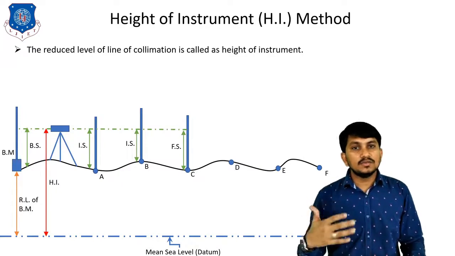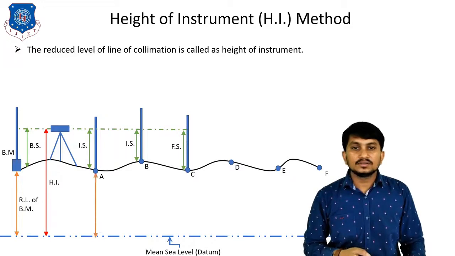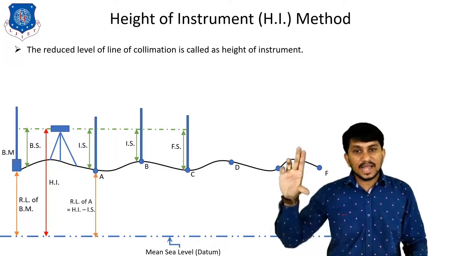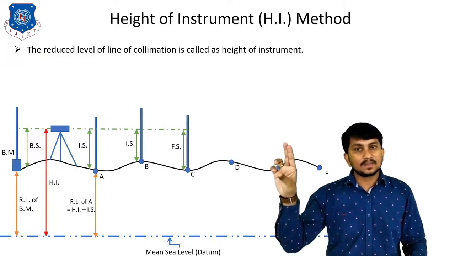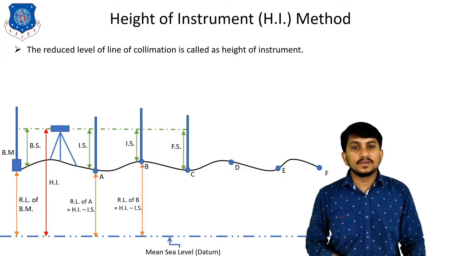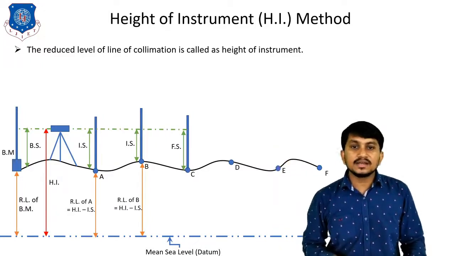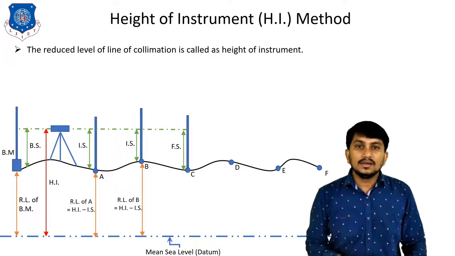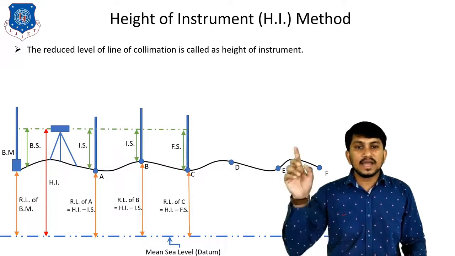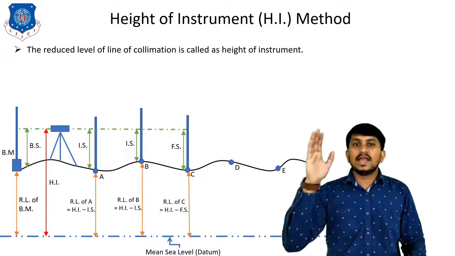Now we will find out the RL of all these points A, B and C. So what is the RL of A? It can be easily shown in this figure. It is calculated by HI minus IS, which is the staff reading at station A. To find out the RL of B, similarly HI minus IS, which is the staff reading at B. The RL of point C can be calculated by HI minus the FS reading. This is how we can calculate the RL using the HI method.